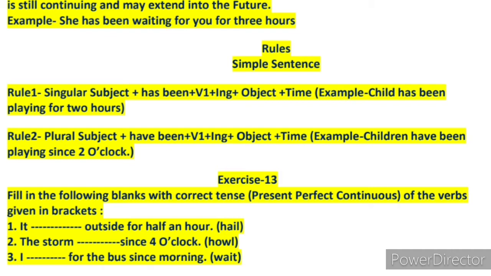Examples of a period of time are 2 hours, 2 days, 2 months, 2 years. And for a point of time, examples are 2 o'clock, Monday, next week, March, and 2020. So rules are, for the singular subject, singular subject plus has been plus V1 plus ing plus object plus time. For example, child has been playing for 2 hours. Next, for plural subject, the rule is plural subject plus have been plus V1 plus ing plus object plus time. For example, children have been playing since 2 o'clock.